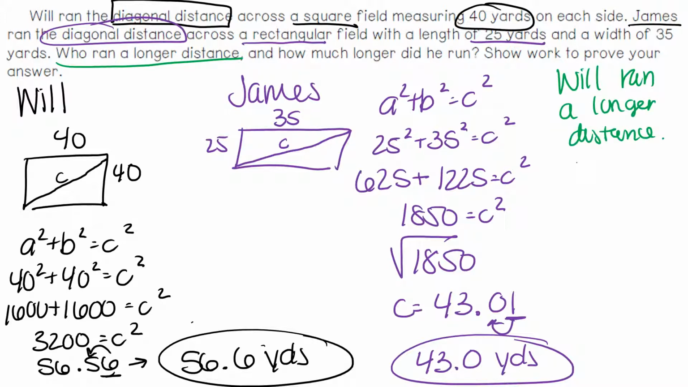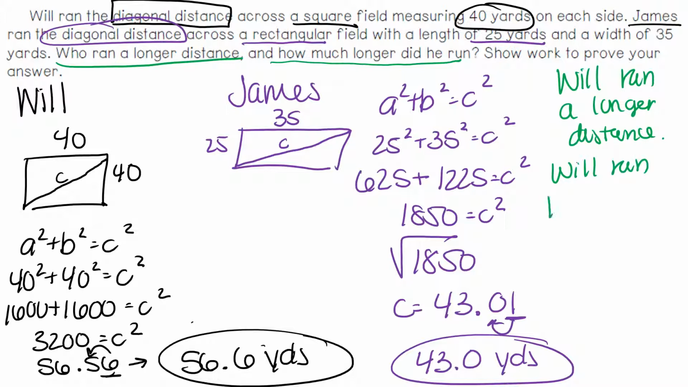We can clearly see that in our answer. Will ran 56.6, James ran 43. The second part to that question, how much longer did he run? We have to subtract those two, 56.6 minus James's 43.0.